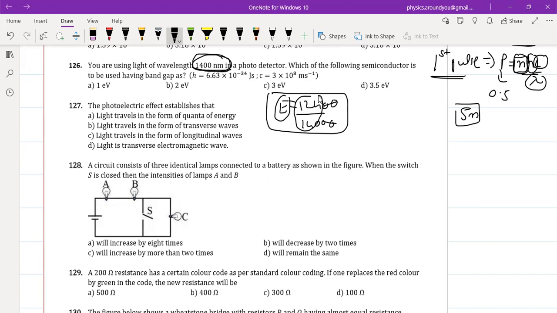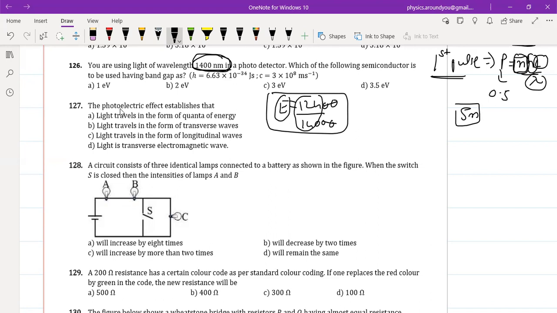There is something ambiguous about it also, but you can go with this. First, calculate E equal to hc by lambda. From there, you can get the eVs you require for the band gap, and then you can find the answer. It is from semiconductors, actually, photodiode.